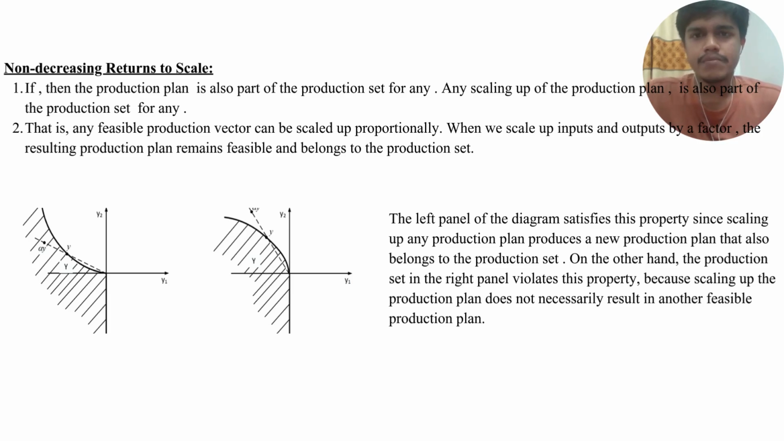On the other hand, in the right diagram, unlike the left, the shaded region does not satisfy the property. If you pick a feasible plan and scale it up along the same direction, the new point may fall outside. The new plan may fall outside here, and that means it is no longer achievable according to this production set.